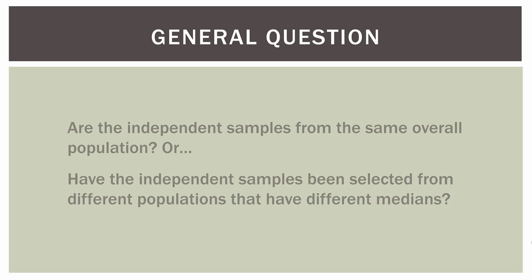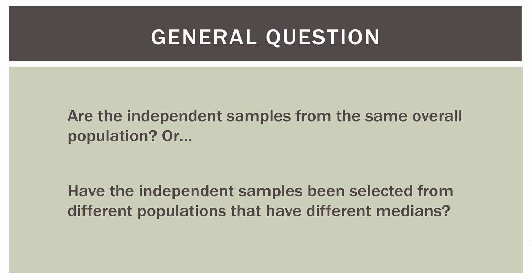So here's our general question. Are the independent samples from the same overall population? And a key word there is independent. Each of our samples are independent of each other. They are not paired, they are not blocked or anything like that. We just have independent samples, 2, 3, 4, 5, however many we might have. We could also ask this question a different way. Have the independent samples been selected from different populations that have different medians? Both of these questions are essentially asking the same thing, but in different ways. Are the independent samples from the same overall population, or have these samples been selected from different populations? Two sides of the same coin.